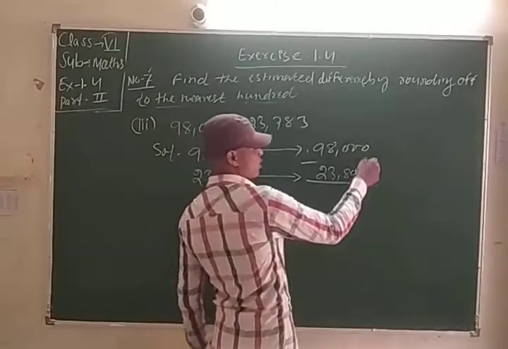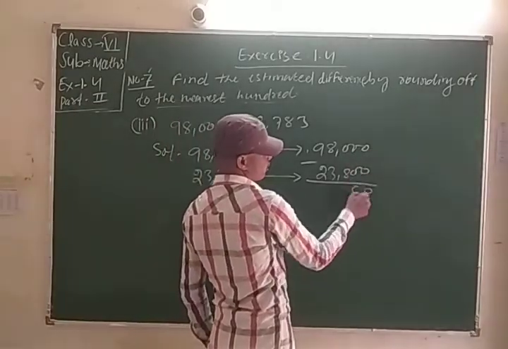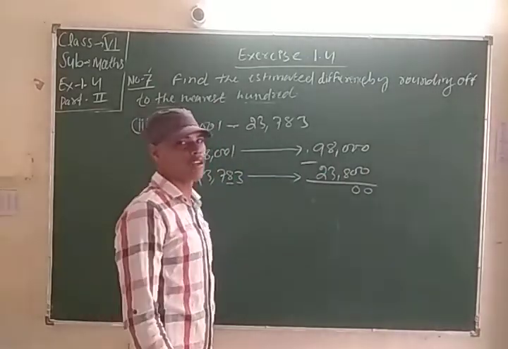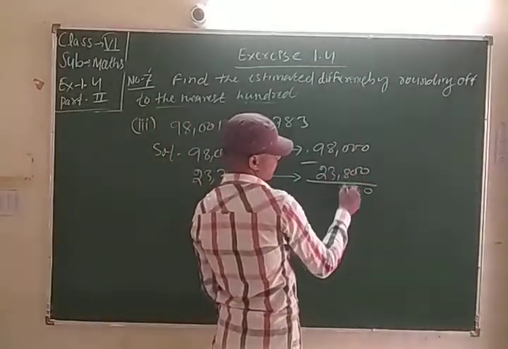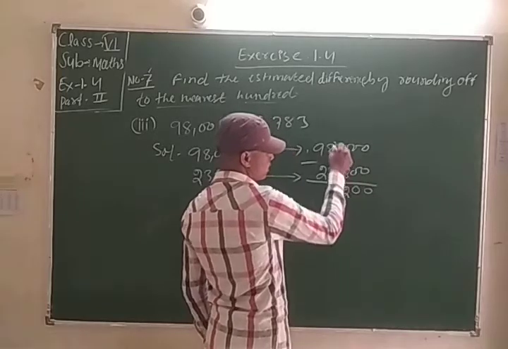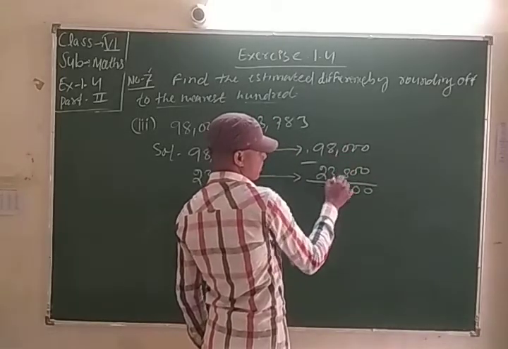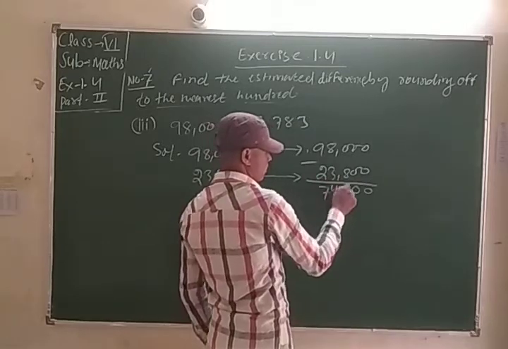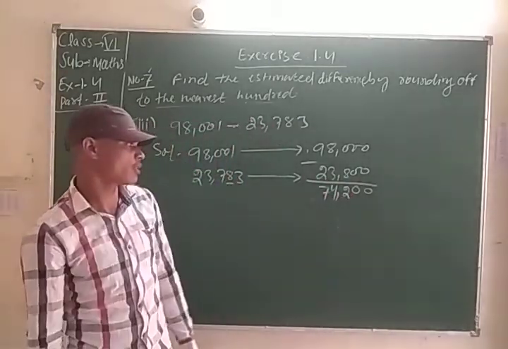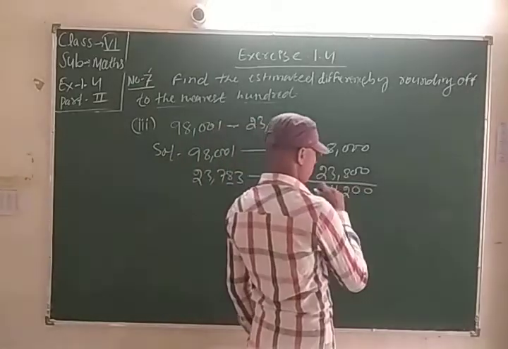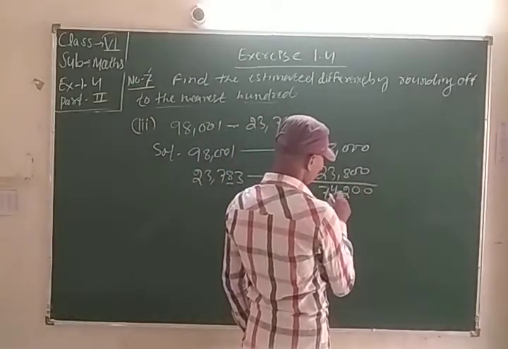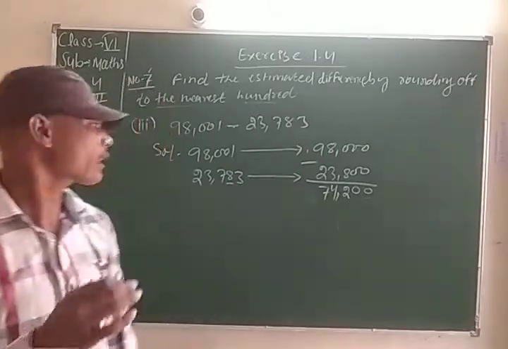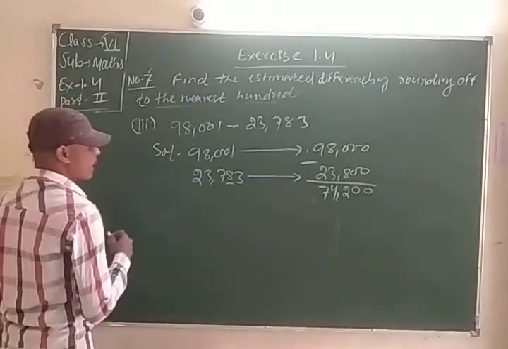Here 0 subtracted by 0 is 0, 0 is 0, then 0 minus 8 is not possible, so we borrow from the 1000s place. There is 10. 10 minus 8 equals 2. Now here 7. 7 minus 3 equals 4. Now 9 minus 2 equals 7. Then the rounded difference is 74,200. Clear about this? How can we find the answers?